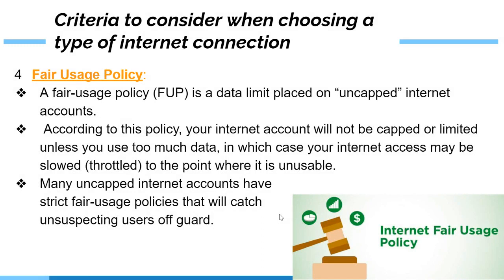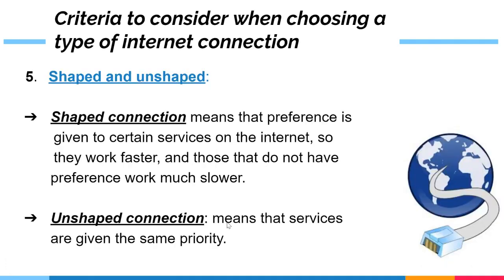Fair usage policy is a data limit placed on uncapped internet accounts. So they say it's uncapped, but there actually is a limit. According to this policy, your internet account will not be capped or limited unless you use too much data, in which case your internet access may be slowed, it's called throttled, to the point where it's unusable. Many uncapped internet accounts have strict fair usage policies that will catch unsuspecting users off guard.